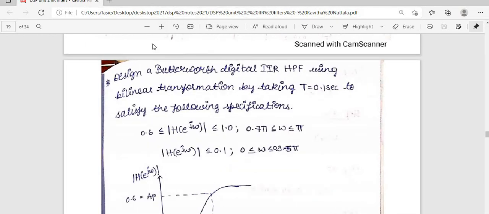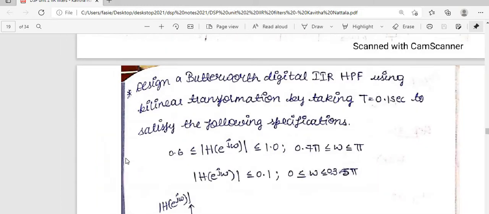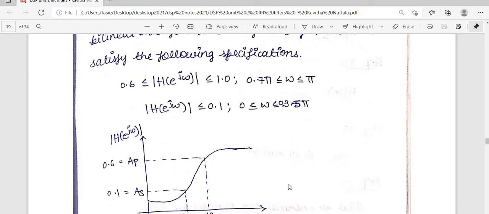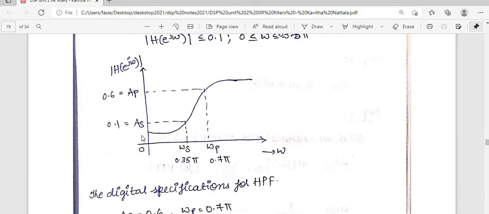It's mentioned: design a Butterworth digital IIR high pass filter using the bilinear transformation, with T equal to 0.1 second, satisfying the same conditions. See here, this is 0.6, maximum is 0.1, and 0.75 to 0.35. So we know we should design it for a high pass filter. What is a high pass filter all about? It allows the higher components and resists the lower components. That's why the lower components are attenuated and the higher components are passed. And gain is also given.